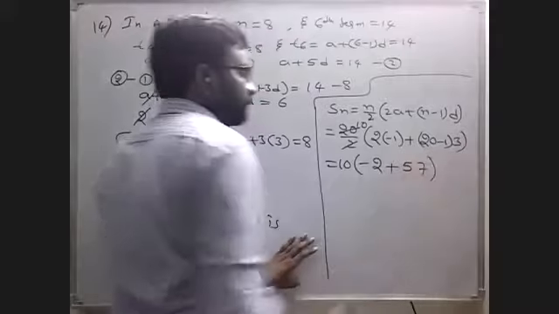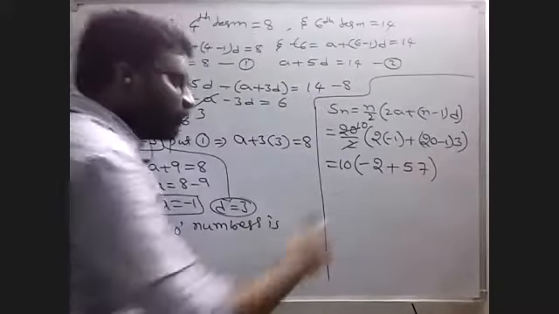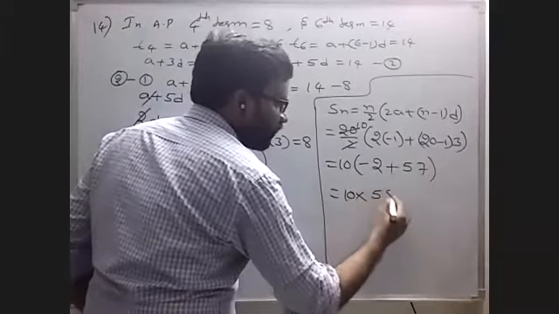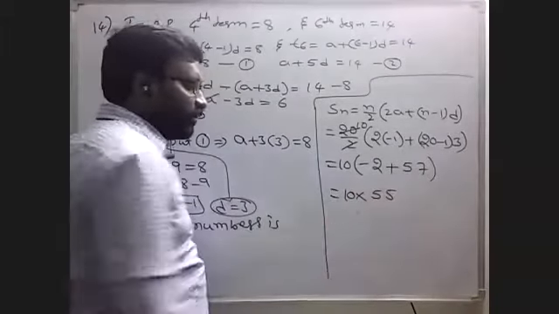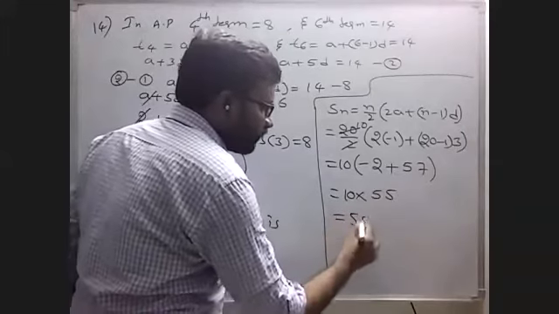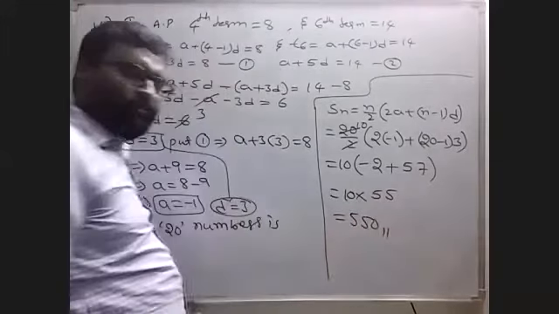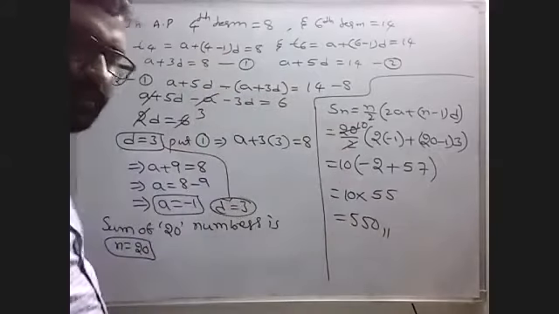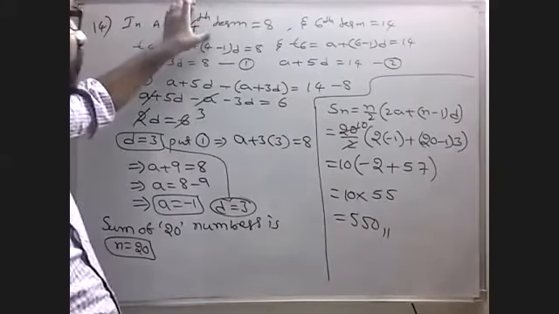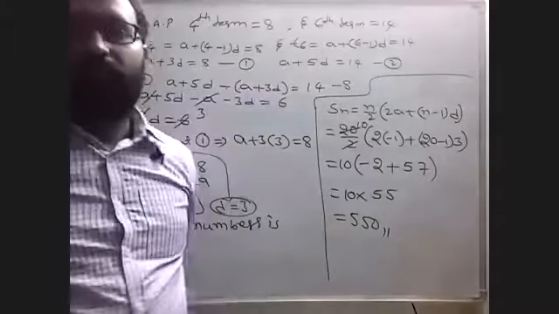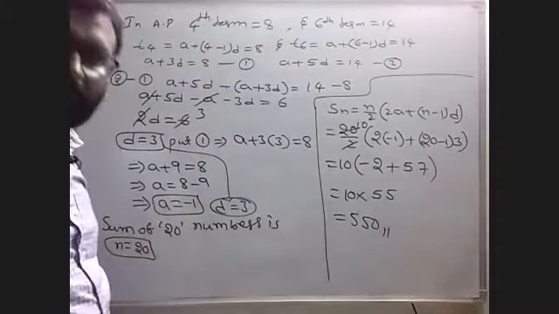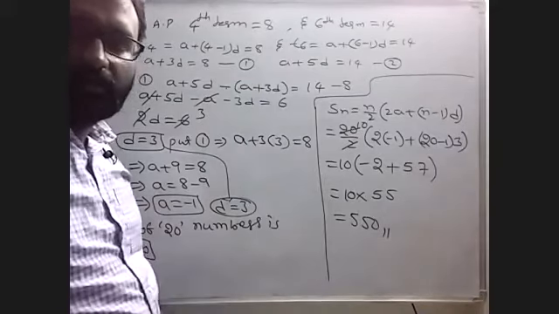Now 57 minus 2 is 55. 10 into 55, that is 550. 550 is the sum of the first 20 terms of the arithmetic progression which has a fourth term of 8 and sixth term of 14. The common difference is 3 and the first term is minus 1. Okay, understand?